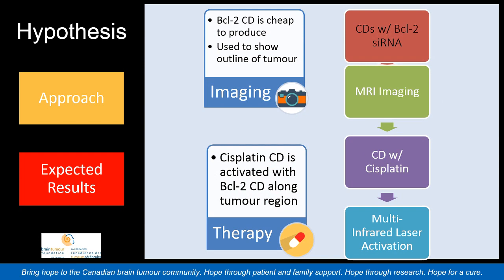All right, so what do we hope to solve? This is our approach to the problems. We'll be approaching it as follows. We'll be injecting 2 batches of carbon quantum dots. The first involves using BCL2 siRNA attached to the carbon quantum dot. We'll be using this for imaging. Then we'll inject a second batch of carbon quantum dots with the chemotherapeutic cisplatin. This will be used for chemotherapeutics. In order to activate the carbon quantum dot, it will be released using a multi-infrared laser system.